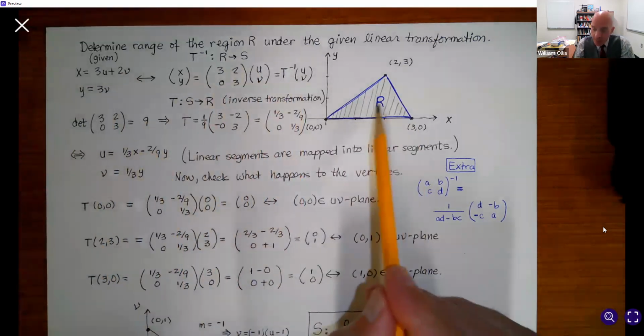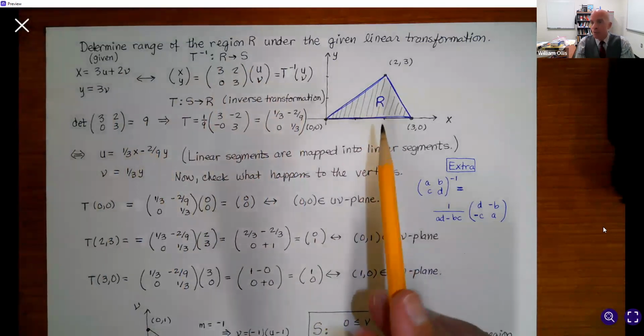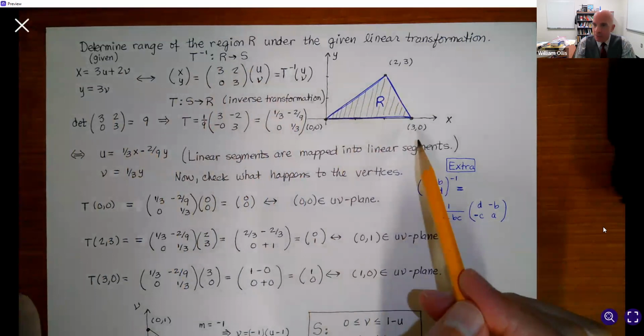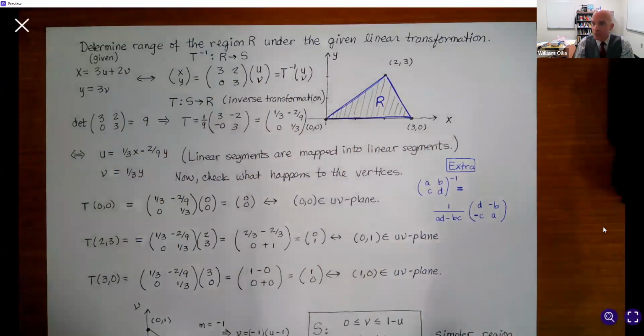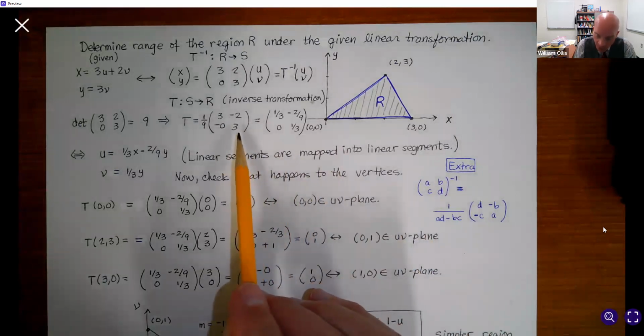Now, in order to see what happens to this region, we first can know that any type of line segment will be taken or mapped into another line segment. And really all we have to do is focus on the vertices to get a really simple picture. But before we do that, we need the inverse transformation.